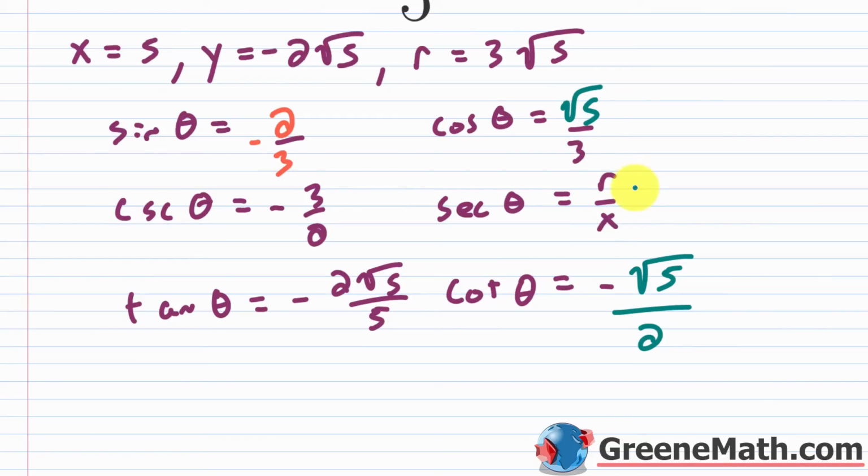So it makes it a little bit harder. So what I'm going to do is actually just plug in. For the r value, again, that's 3 times square root of 5. And then for the x value, it's 5. Okay. So for the sine of theta, we have negative 2/3.